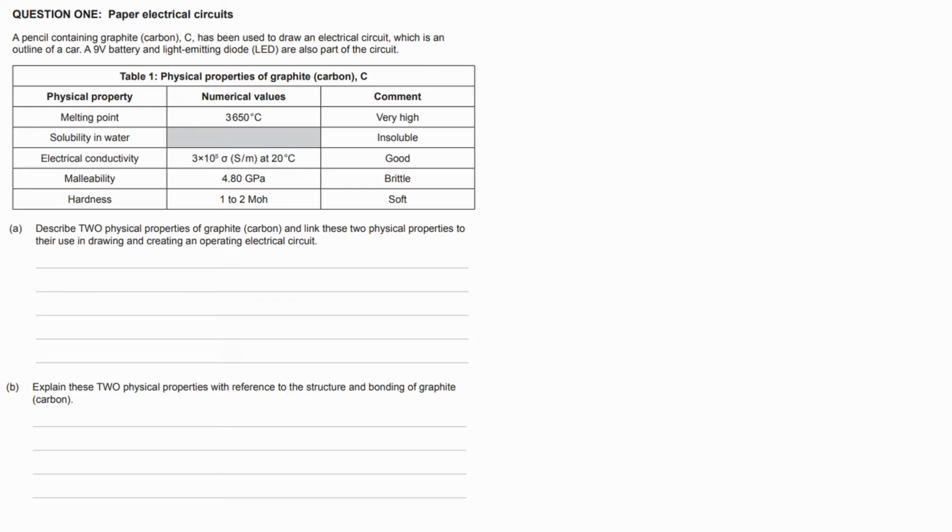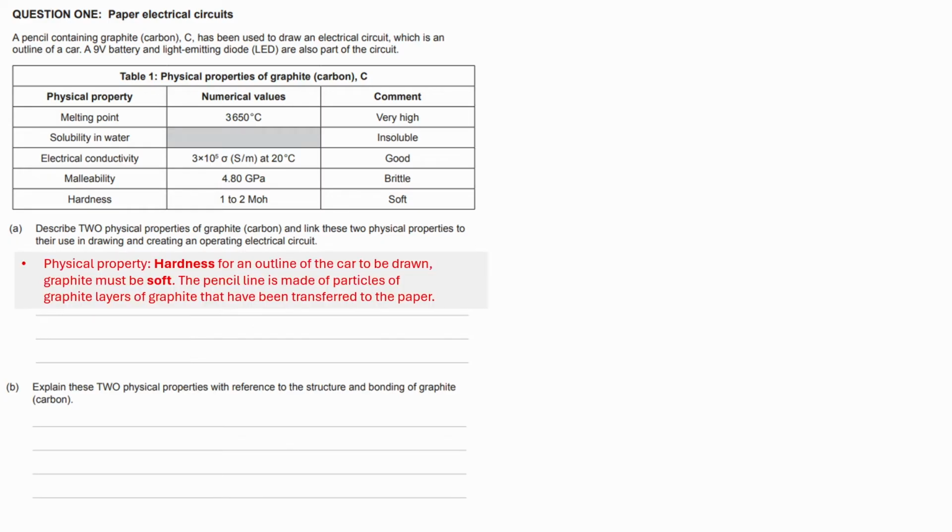So what are the 2 properties that are important for making a drawn electrical circuit on a piece of paper? The first one is the hardness. It has to be soft. Graphite has to be soft so that when we rub the pencil against the paper, the layers will come off and stick to the paper. We want the graphite to rub off and not the paper to rub off. So here the property is soft. The pencil line is made of particles of graphite layers that have been transferred to the paper. So that's one of the properties.